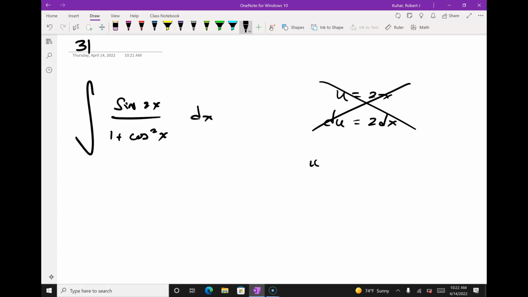I can let u be cosine, and I'm thinking it's an inverse trig now, right? 1 plus u squared downstairs, right? But what's du? Negative sine x dx. I don't know how to get a 2 inside of that. I can't. I could get the negative, right? But I can't get the 2 inside of the argument of sine. There's no way to do that. You agree with me, right?